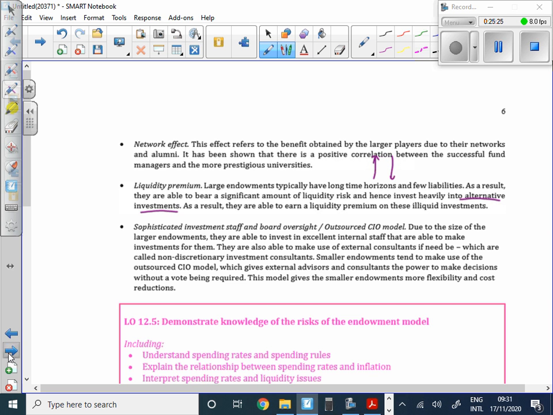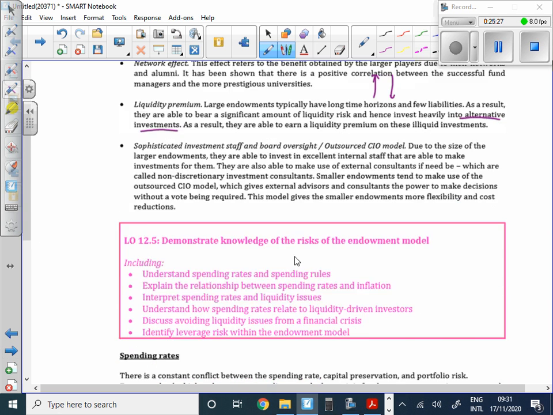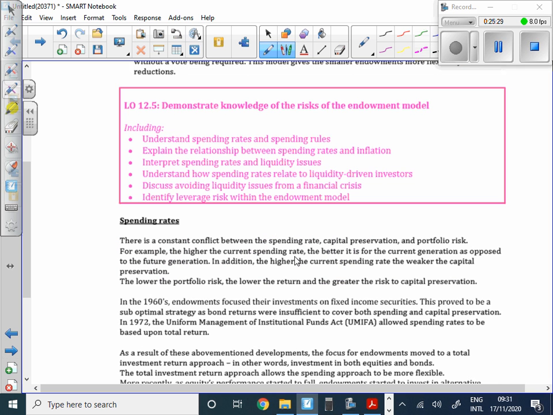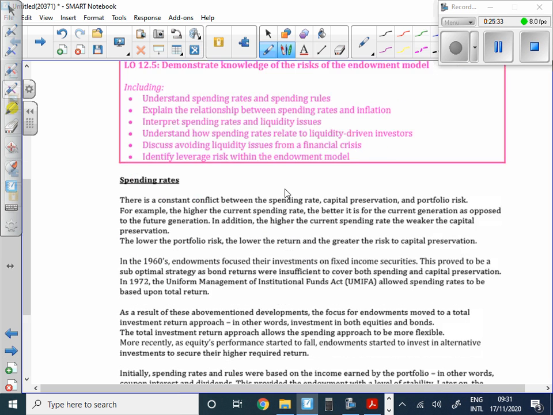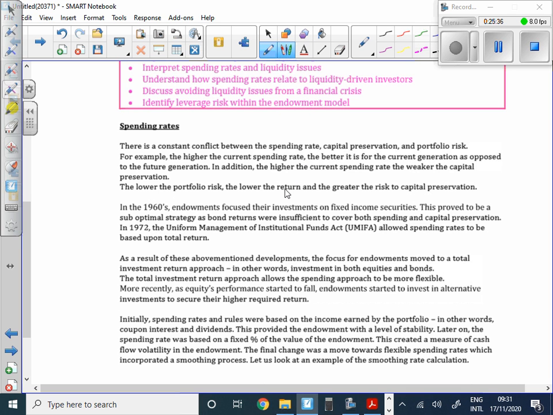Okay. We move down a little bit over here, guys, to talk about demonstrating knowledge of the risks of the endowment model. Some of the things we're going to talk about specifically, we start off with spending rates. Of course, there's a conflict between the spending rate, in other words, how much you spend, on the one side.